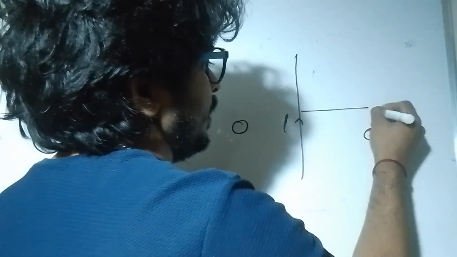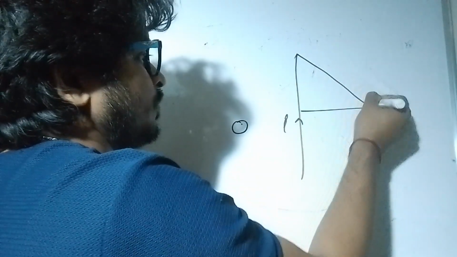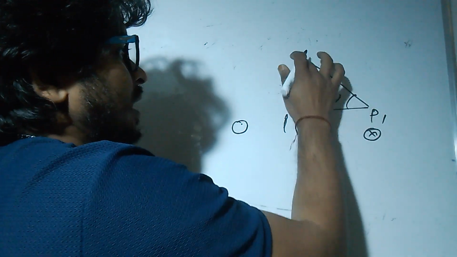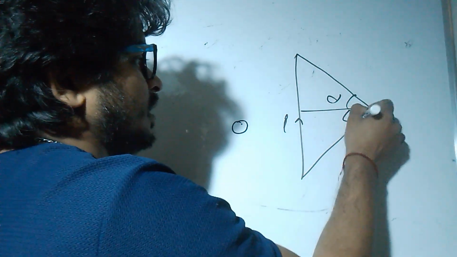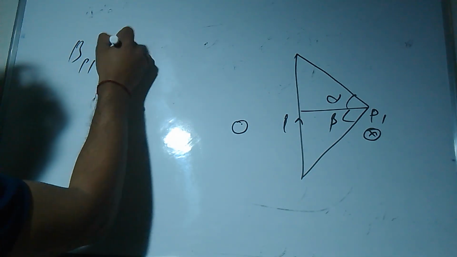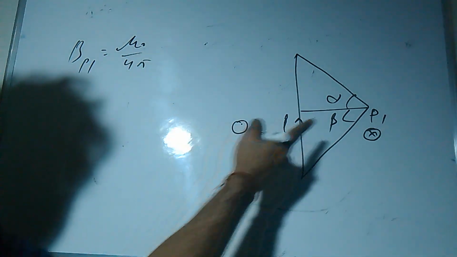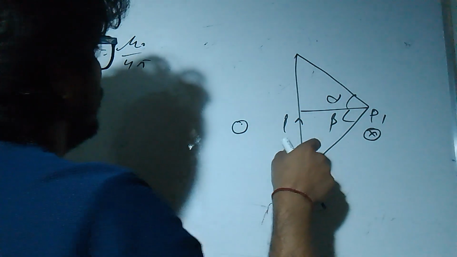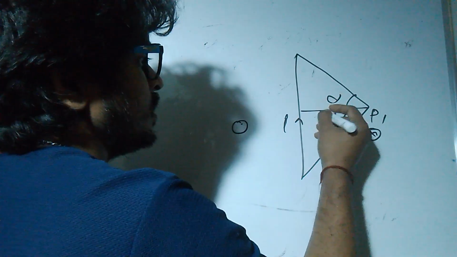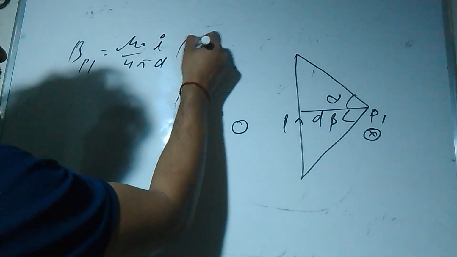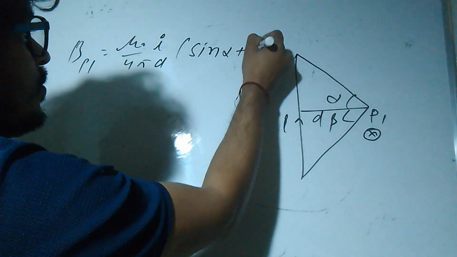Suppose there is a point P1 here. We want to find the direction. Suppose this point P1 makes an angle of alpha with one end, and with the other end it makes an angle of beta. Now we can write the magnetic field at point P1 as mu naught by 4 pi, and we write this distance as d. So it is mu naught I by 4 pi d, times sine alpha plus sine beta.